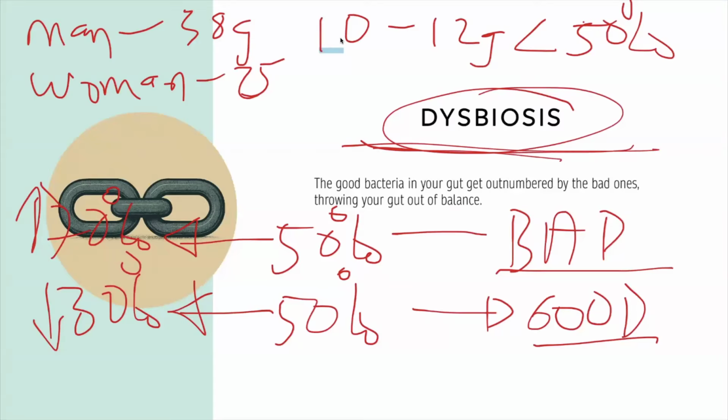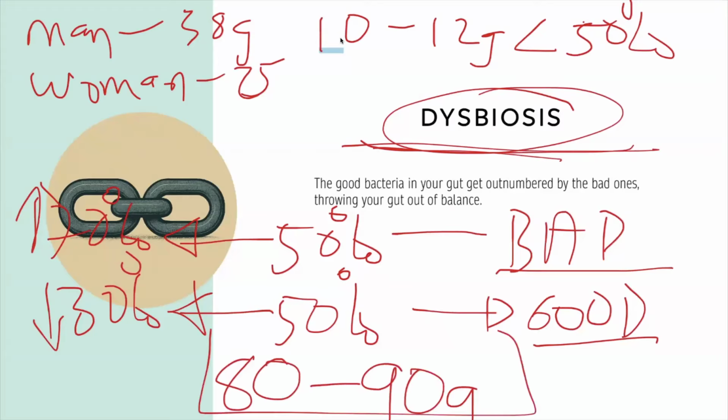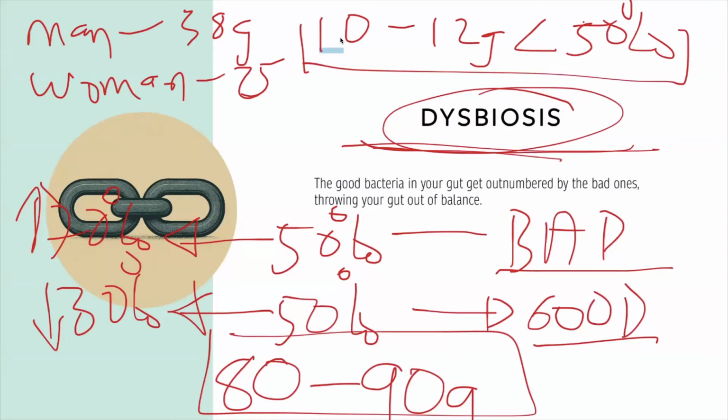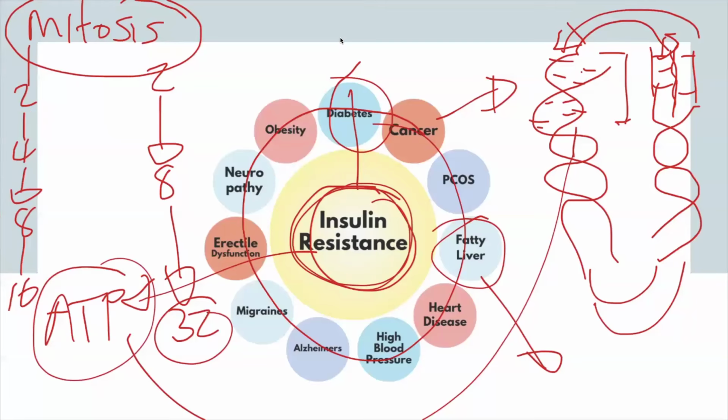Do you know how much fiber your ancestors and my ancestors were taking a day? It's estimated that they were consuming about 80 to 90 grams of fiber. We're sitting at the laughable 10 to 12. No doubt we have dysbiosis. No doubt we have insulin resistance.